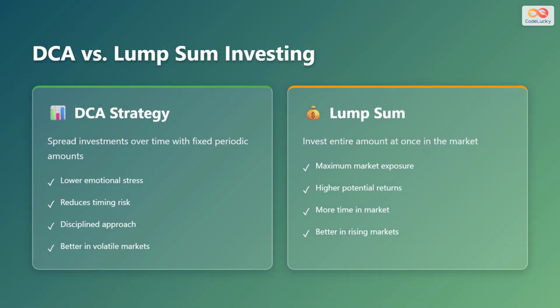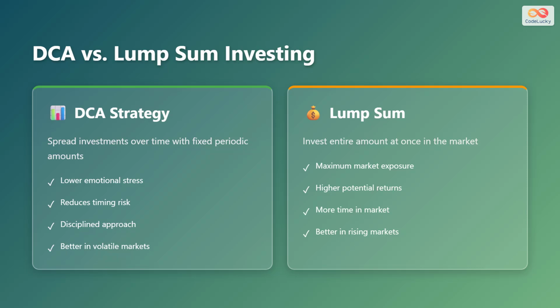Let's compare DCA with its alternative, lump sum investing. With DCA strategy, you spread your investments over time with fixed periodic amounts. This approach offers lower emotional stress because you're not trying to time the market perfectly. It reduces timing risk and provides a disciplined framework that performs particularly well in volatile markets.